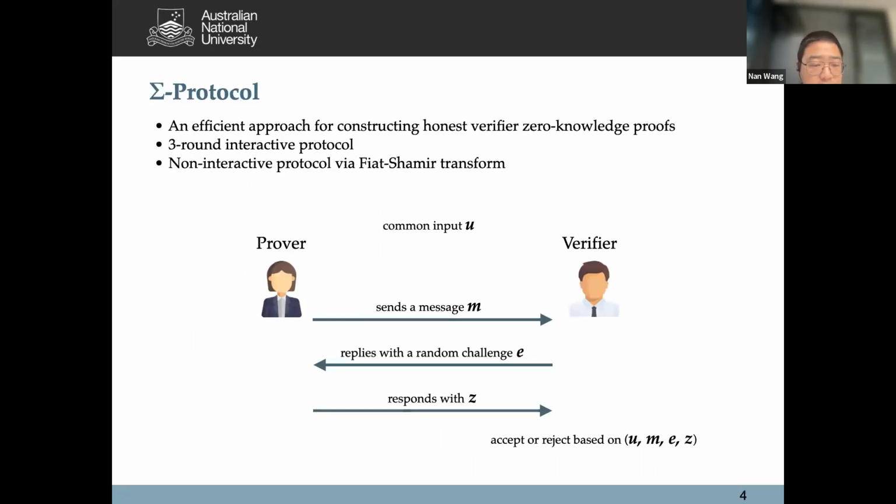A sigma protocol is an efficient approach for constructing honest verifier zero-knowledge proofs. It is a three-round interactive protocol between a prover and a verifier. Before the protocol, both parties share a common input U. The prover sends an initial message M in the first round.